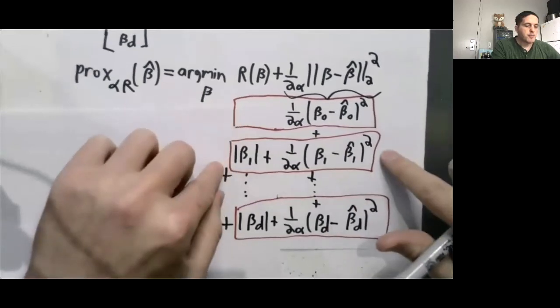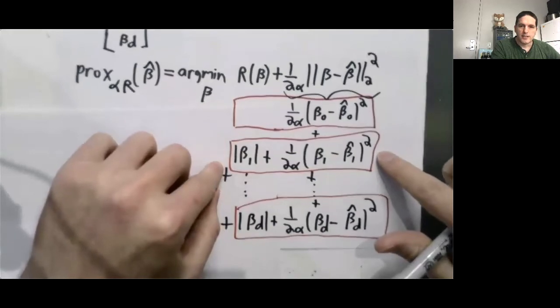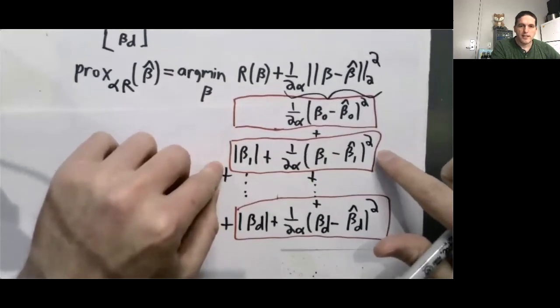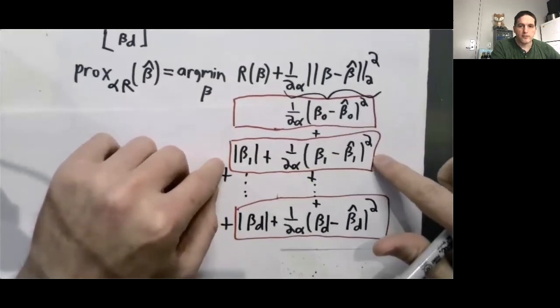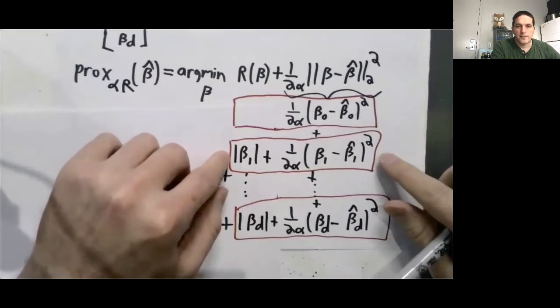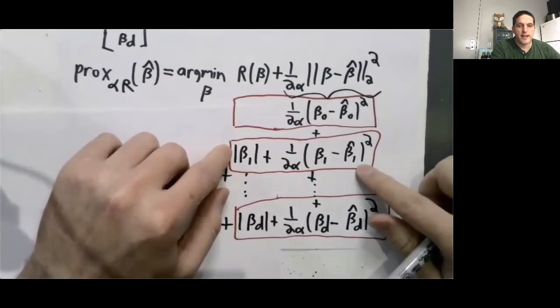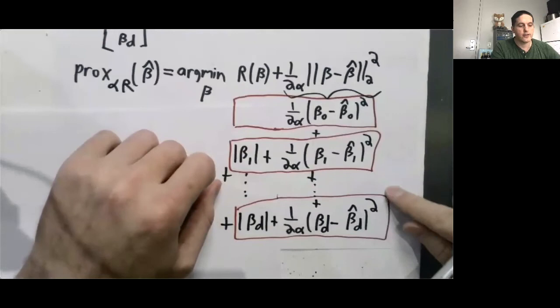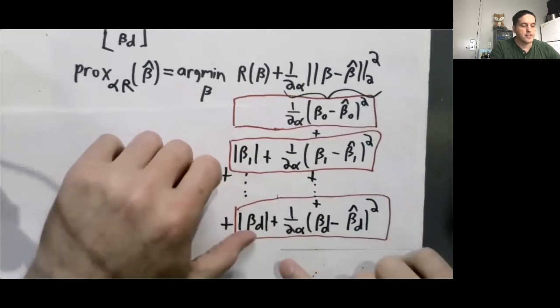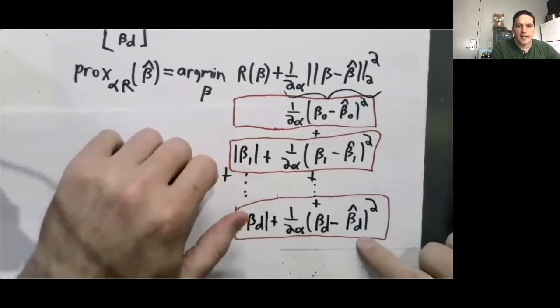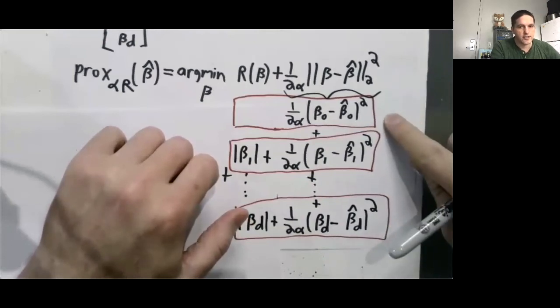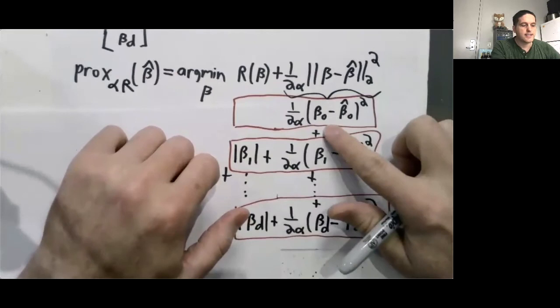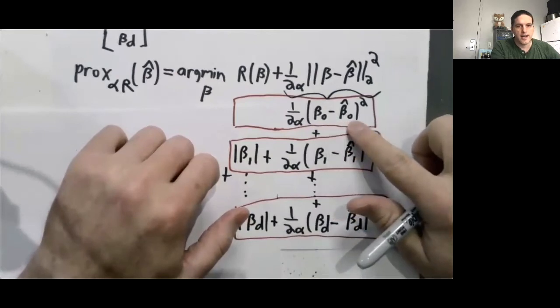How should we choose beta 1 to make this second term as small as possible? Well, here we're just evaluating, as before, the proximal operator of the absolute value function. So to find the best choice of beta 1, just take beta 1 hat and plug it into the proximal operator for the absolute value function, and so on for the remaining problems. To find the best choice of beta d, take beta d hat, plug it into the proximal operator for the absolute value function. The only difference is in this first term. The best choice of beta 0 is equal to beta 0 hat.